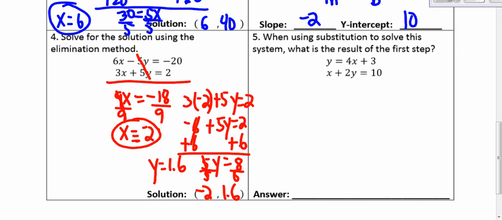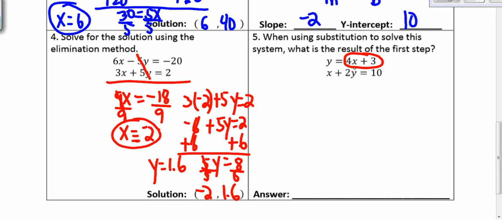Number 5, using substitution. When using substitution to solve for this system, what is the result of the first step? So basically what I'm going to do is circle here because this is the one that's equal to a single variable. So that one is equal to a single variable.